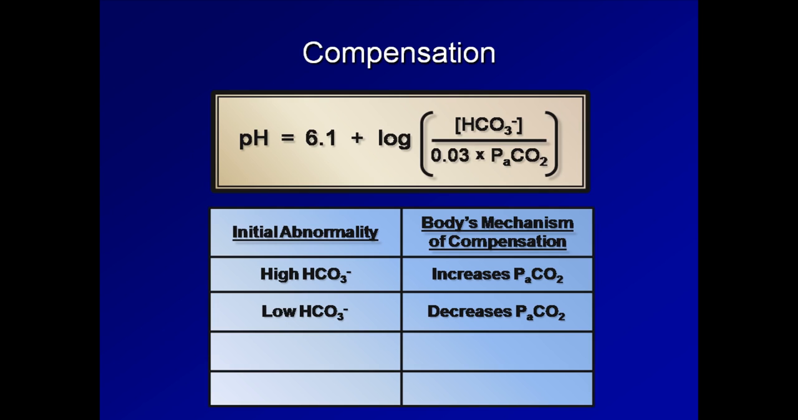Conversely, if the initial problem is a PCO2 that is too high, the body increases bicarb, whereas a low PCO2 triggers a decrease in bicarb.